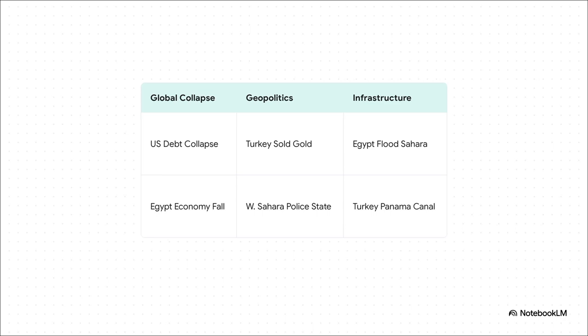For global collapse, we're seeing titles like U.S. debt collapse and Egypt is the next economy to fall. Under geopolitics, we've got Western Sahara police state. And for infrastructure, massive, almost unbelievable projects like Egypt floods Sahara or Turkey new Panama Canal. The takeaway here is that the algorithm doesn't just feed you more pure economics. It relentlessly groups financial anxiety with geopolitical instability and massive, disruptive infrastructure changes. It paints this holistic picture of a world in flux.